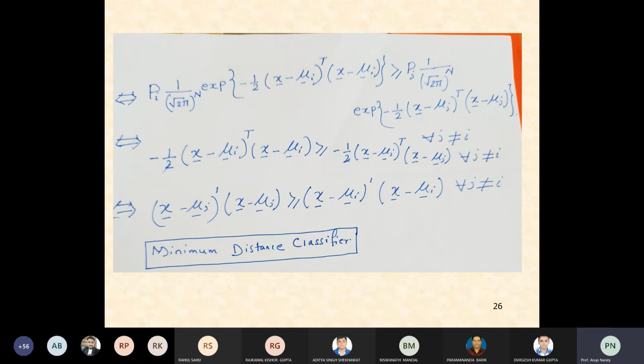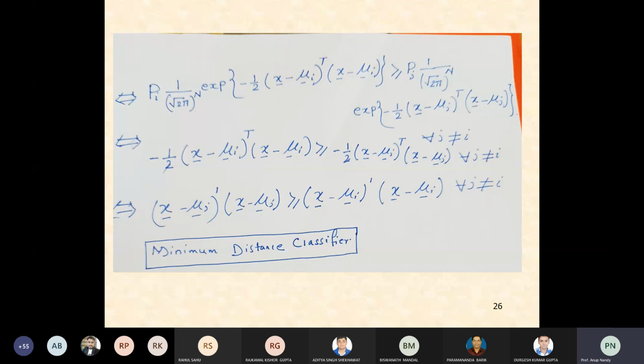Now as you can see, the prior probabilities are the same, so this Pi and Pj will be cancelled out from both sides. Our first assumption was that p1 is equal to p2 is equal to p3 is equal to 1 by c. It means that you can cancel out capital Pi from both sides. So Pi and Pj will be cancelled out.